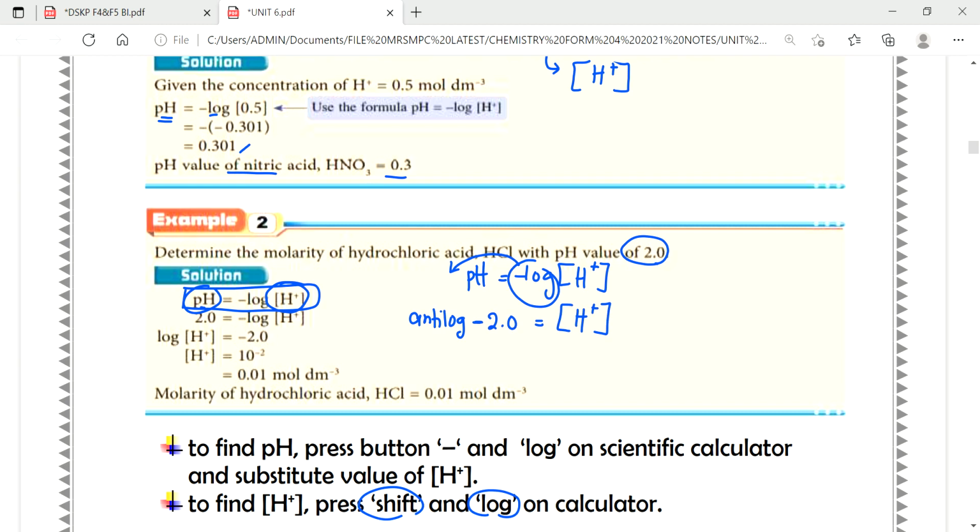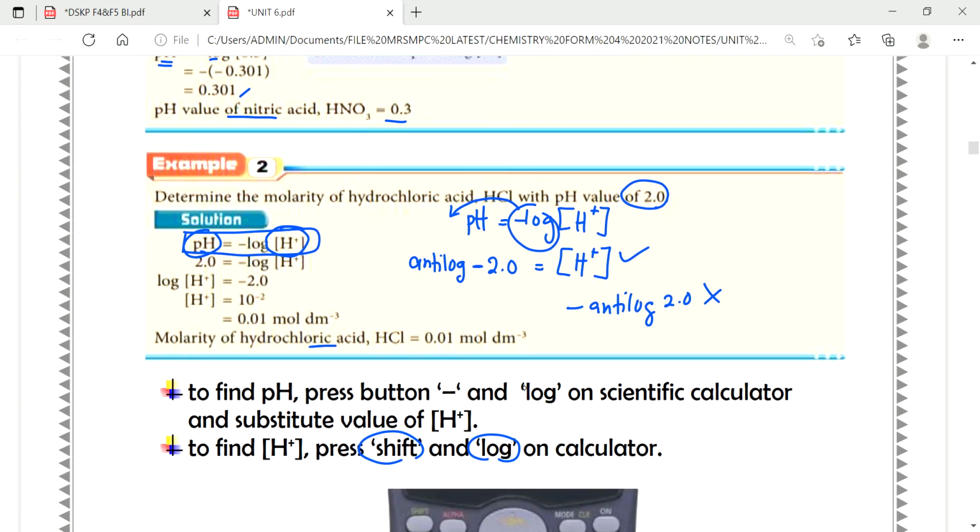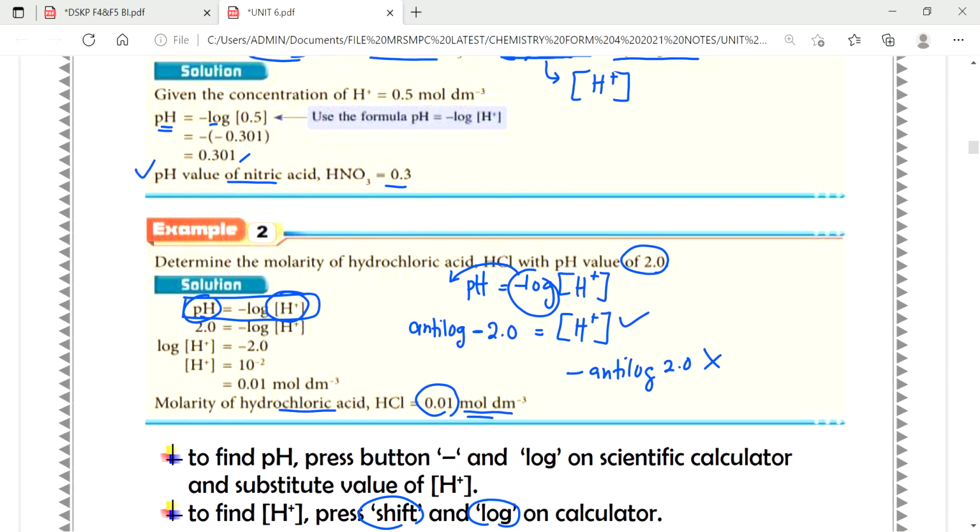You try lah tekan kan. Anti-log, shift log, and then baru negatif pH. So you will get 0.01. Jangan letak macam ni: negatif, anti-log, negatif, lepas tu shift log, lepas tu tekan 2.0. Salah. Okay, negatif tu selepas kita tekan shift log tu. Hati-hati. So baru dapat concentration of H plus. So molarity of hydrochloric acid is 0.01 sekali dengan unit mole per dm cube. Kalau pH dia tak ada unit.